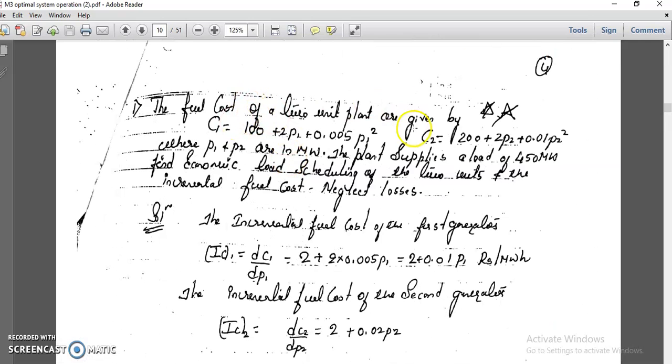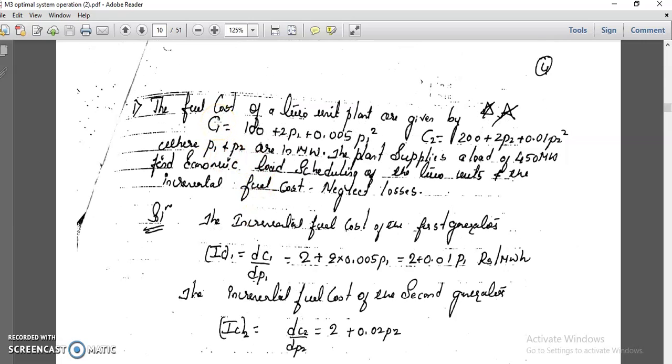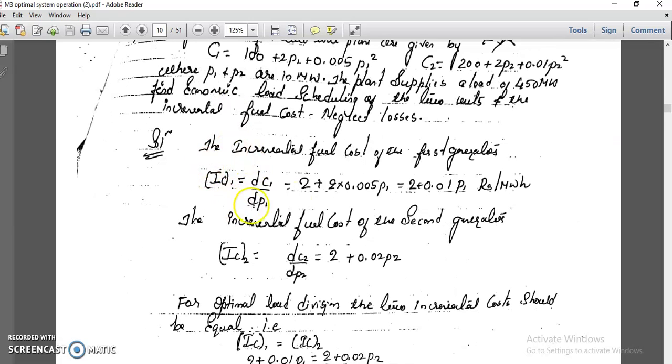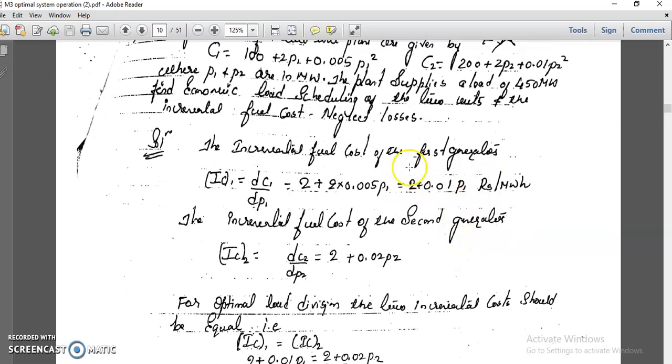Here they have given two cost functions, C1 and C2, and first the incremental fuel cost is specified. For the fuel cost equation, you have to do differentiation. Once you do differentiation, you will get this: 100 becomes 0, 2 times 0.0005 multiplied gives 0.01. So the first differentiation is in rupees per megawatt hour. If you do differentiation, it will be in rupees per megawatt hour. This is nothing but the incremental fuel cost.